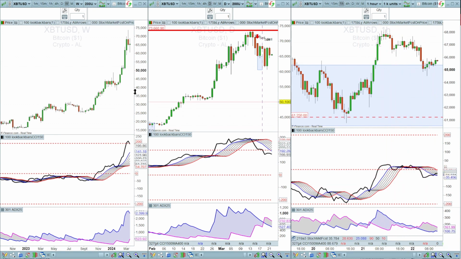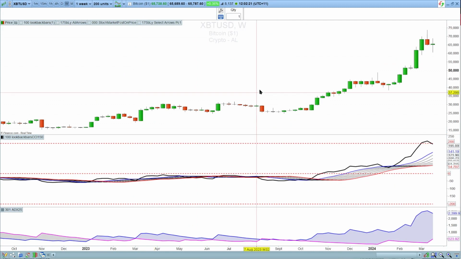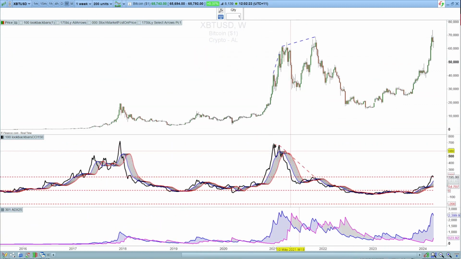Zooming out onto each of these, on the weekly first, you can see here we had the breaking new highs, but we did have a couple of bearish divergences back here with the CCI 150, and that's what we use the 150 for, as well as a trend indicator, versus higher highs in the price. It broke down in line with that bearish divergence.